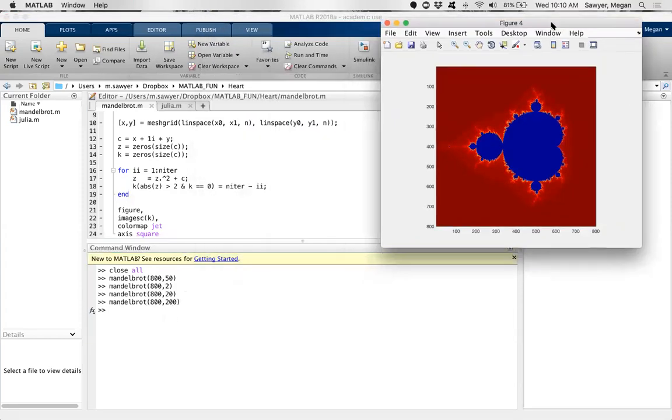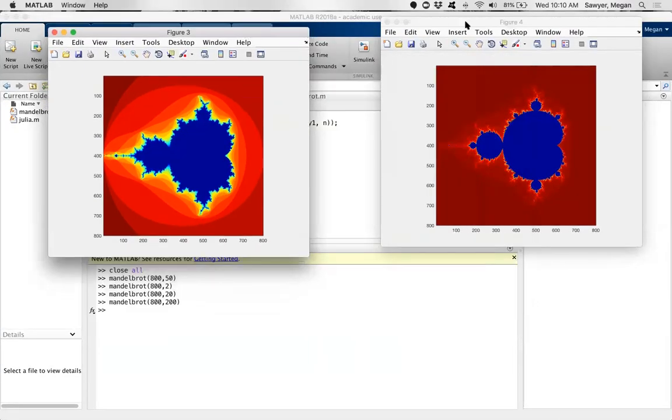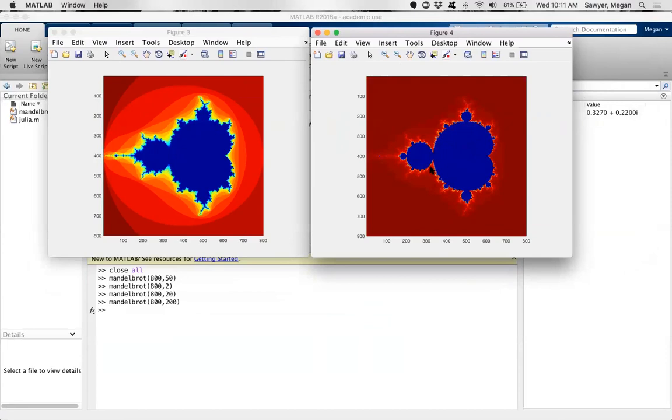200 iterations, so let's pull up figure 4 and figure 3. So figure 4 looks a lot dimmer than figure 3. Figure 3 looks like we see a lot more detail in the escape because we've only done 20 iterations. So there's only 20 little levels of color here, compared to 200 levels of color here.